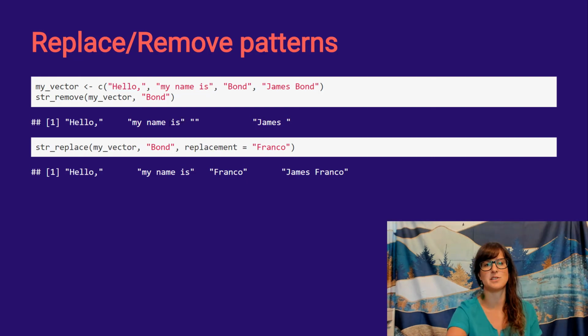So here we've done str_remove of bond, and we get back hello, my name is, those are unaltered. This third element has not been dropped, it still exists, it's just empty, because we got rid of bond, and that was actually all the characters in that element. So this is still a vector of length 4 being returned, it's just containing some empty elements. And here we get just James without his last name.